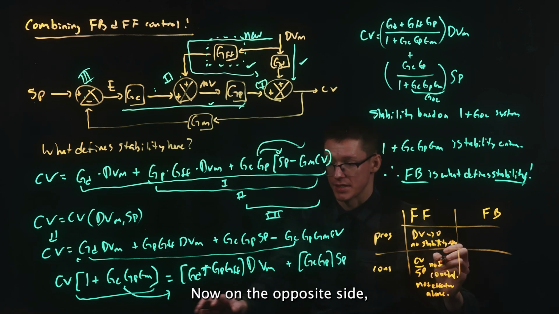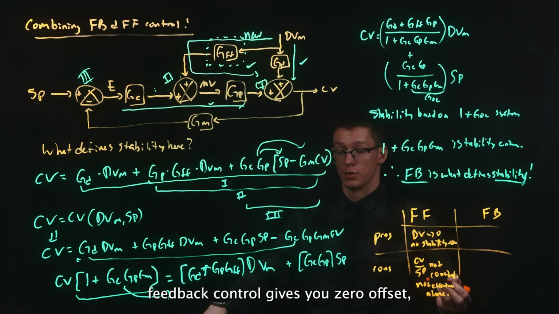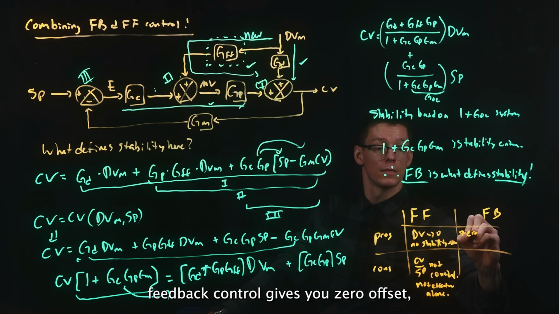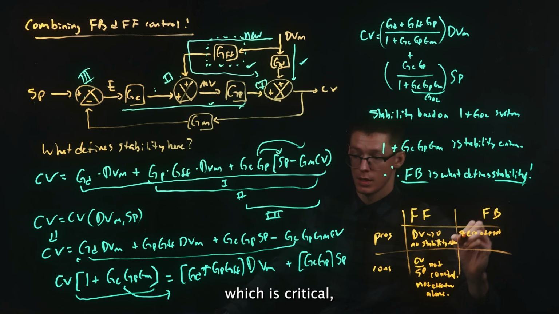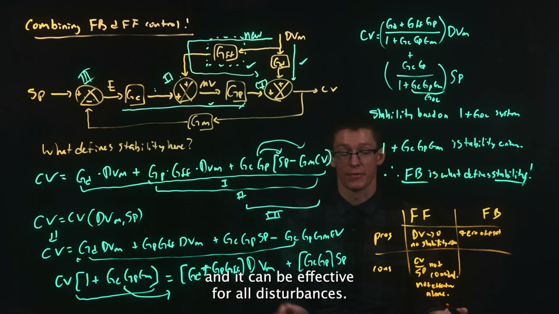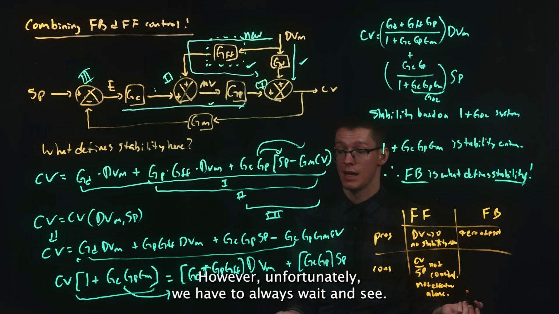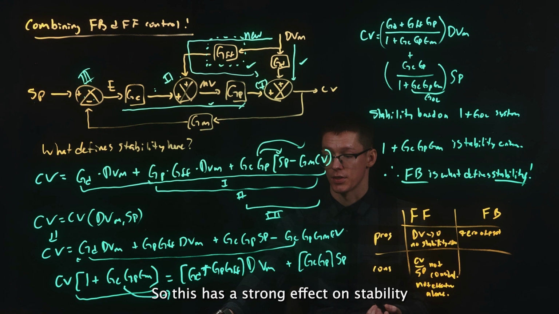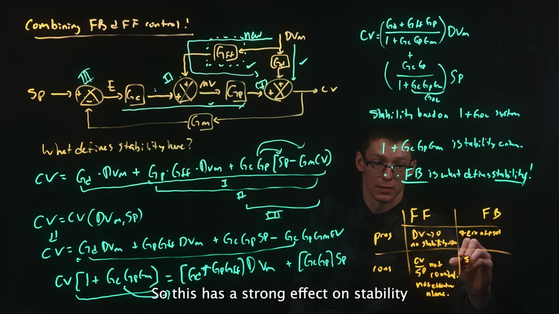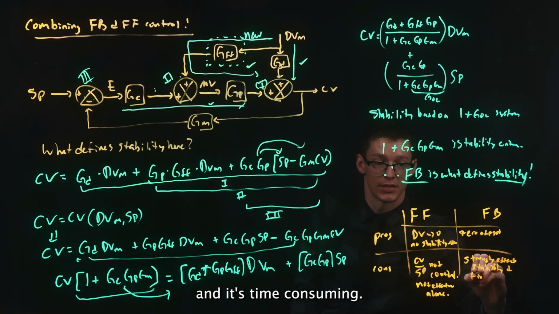Now on the opposite side, feedback control gives you 0 offset, which is critical. And it can be effective for all disturbances. So that's pretty great. However, unfortunately, we have to always wait and see. So this has a strong effect on stability. And it's time consuming.